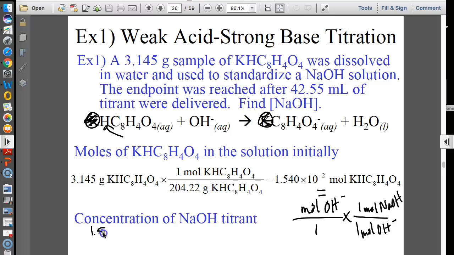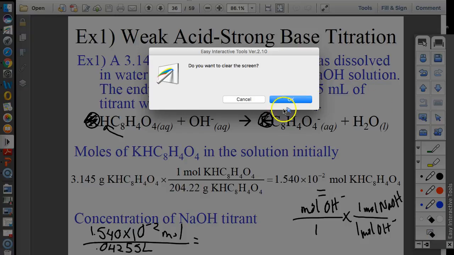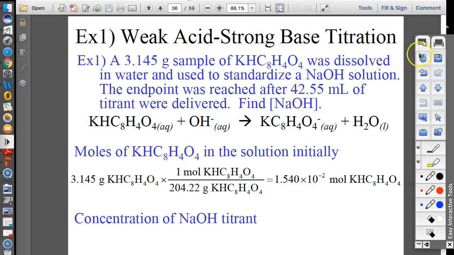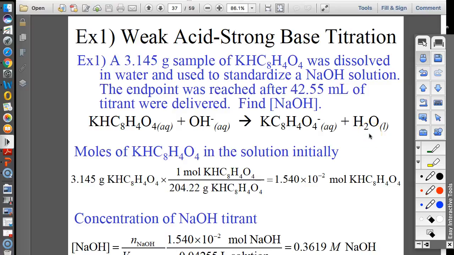So 1.540 times 10 to the -2 moles. This is what you just did on your quiz. Then I'm going to divide it by the liters, 0.04255 liters, and of course that's molarity. That shouldn't blow your mind. You just had to take a quiz on this. Are you okay? I just wanted to show you that sometimes you do start with a solid. That's fine. When in doubt, mull it out, put it on ice, check the formula sheet twice. That's what they just did, and they divided it.